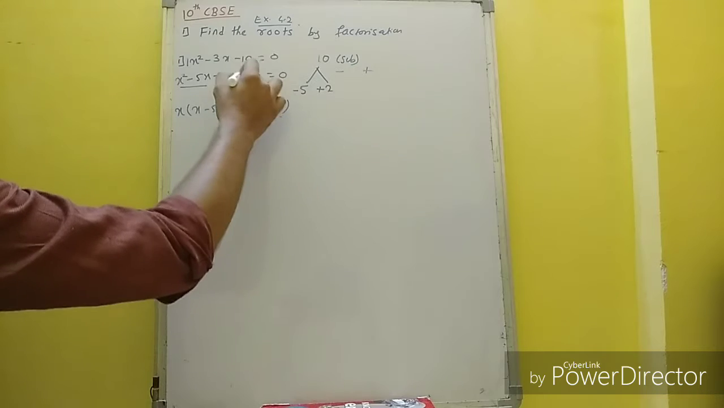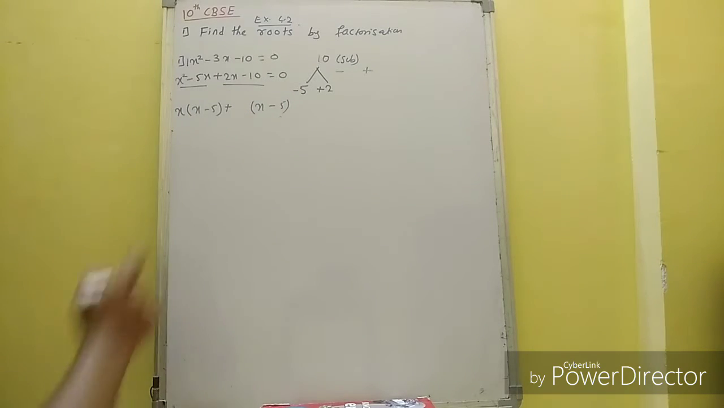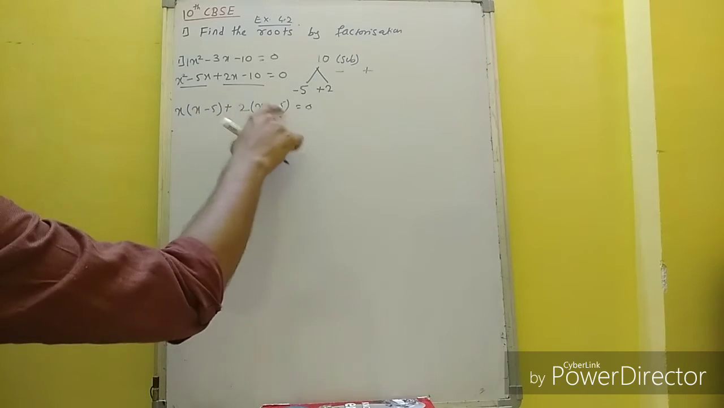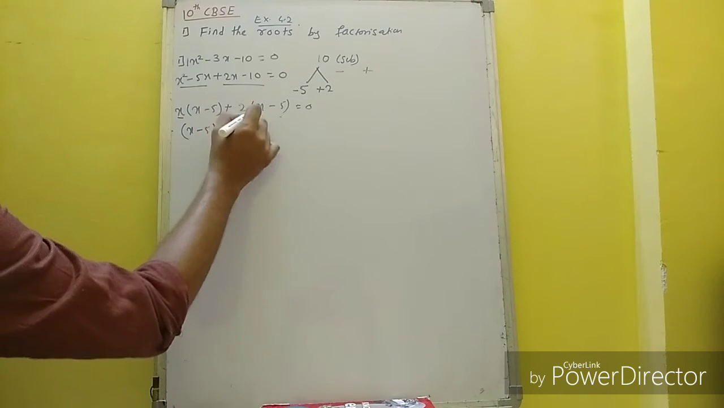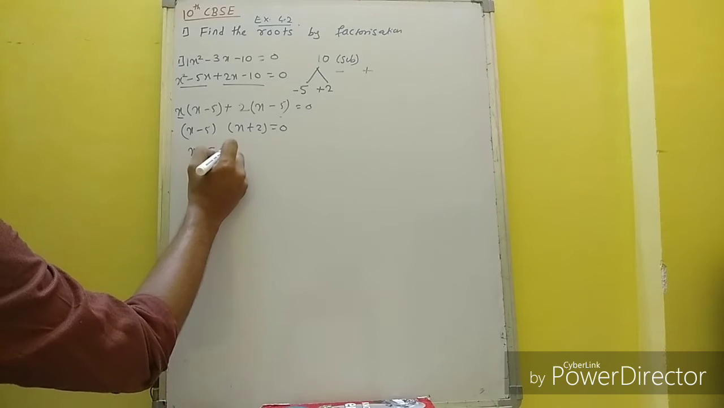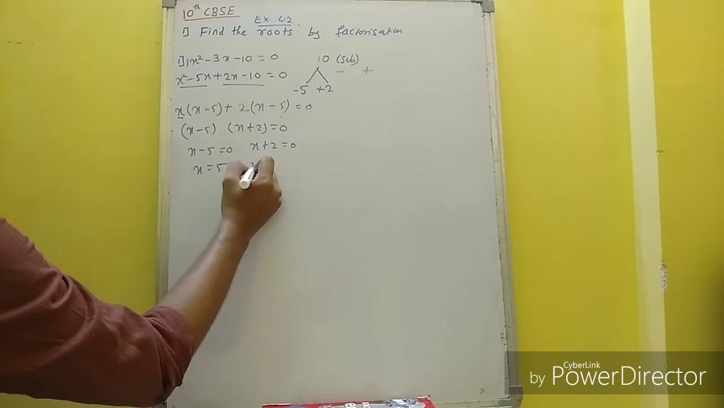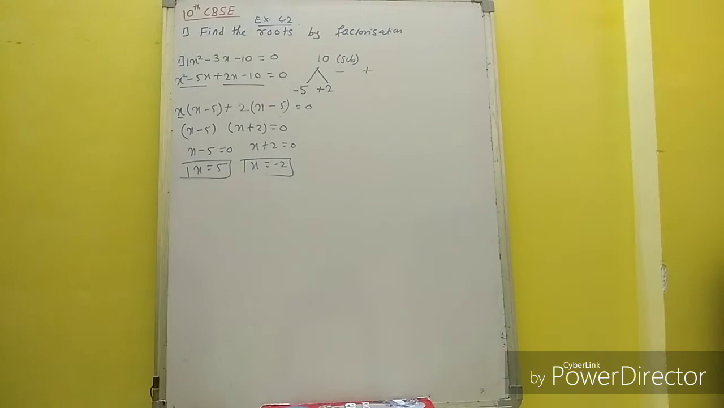Has the sign changed for the last terms? No. So when signs are not changed, we will take plus sign and we will take 2 common. So 2 into x, 2x, 2 5s are 10. So the common bracket is x minus 5 and the uncommon bracket is x plus 2, equal to 0. x minus 5 is equal to 0, x plus 2 is equal to 0. x is equal to 5 and x is equal to minus 2 are the roots by factorization.